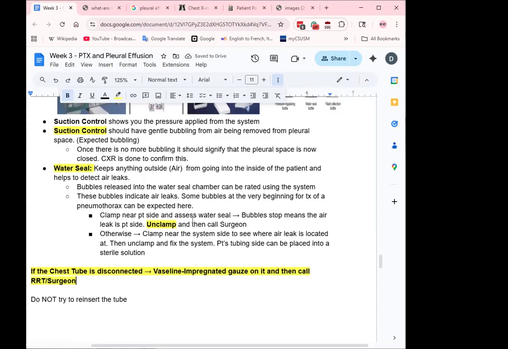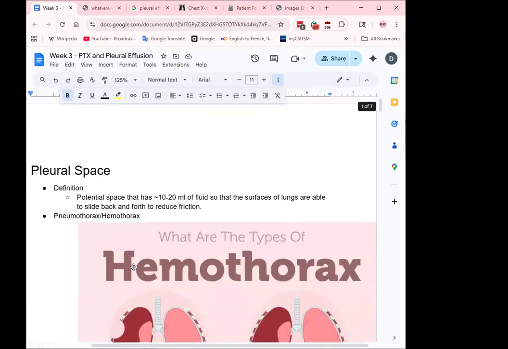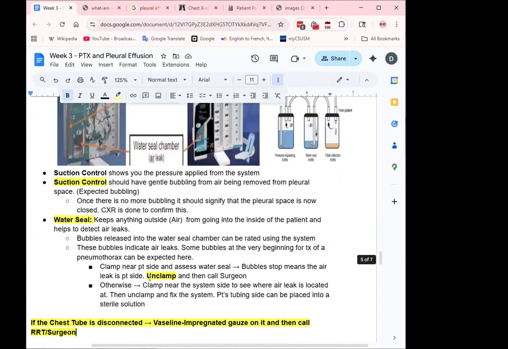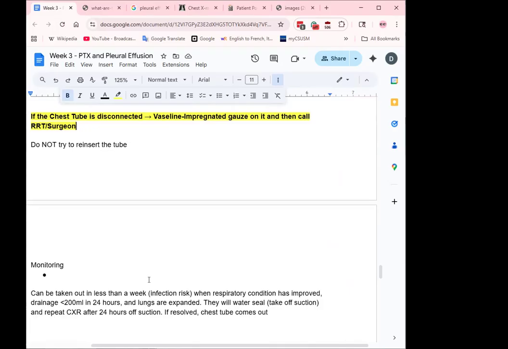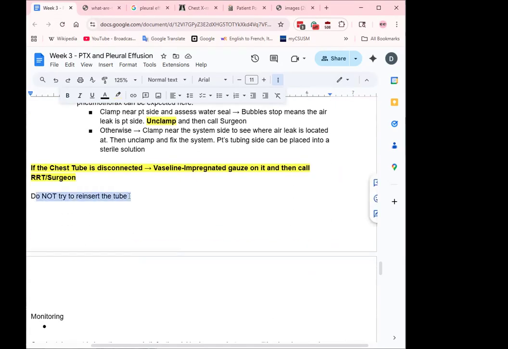So at the bedside, you're supposed to have 2 clamps and the Vaseline gauze just in case, and then some emergency supplies. So this is respiratory. You might want to have some respiratory supplies, suction, nasal cannula, ambubag, that kind of stuff. You're not supposed to try to reinsert the tube, so do not do that.